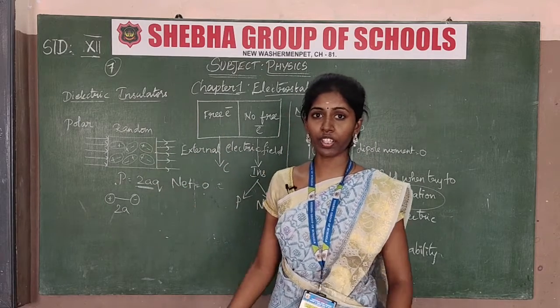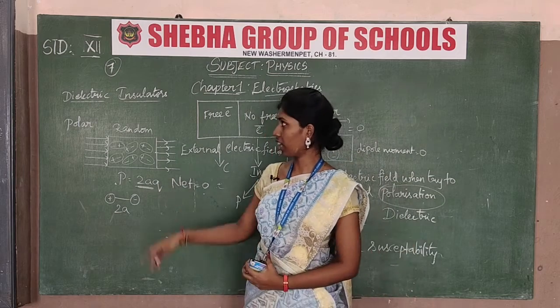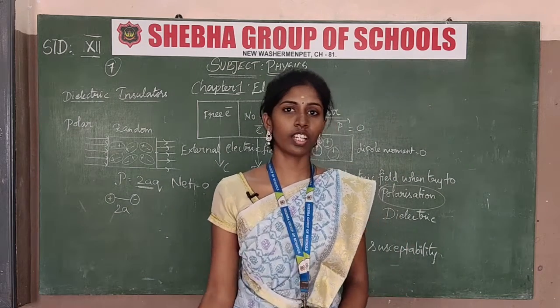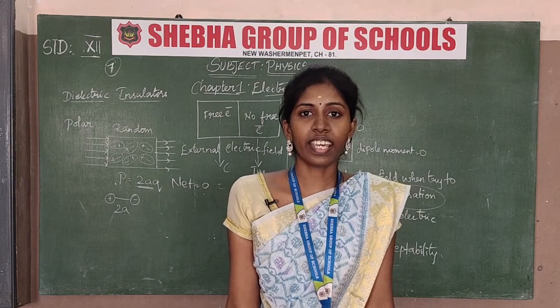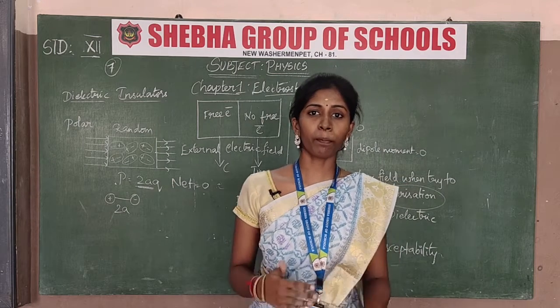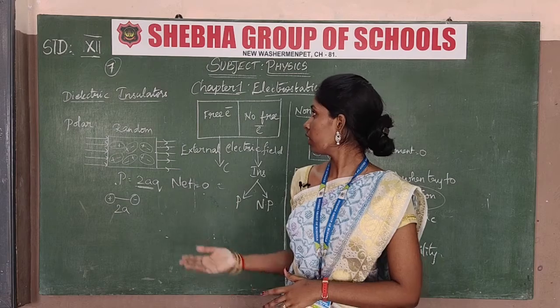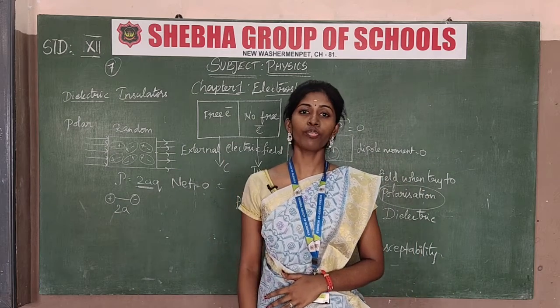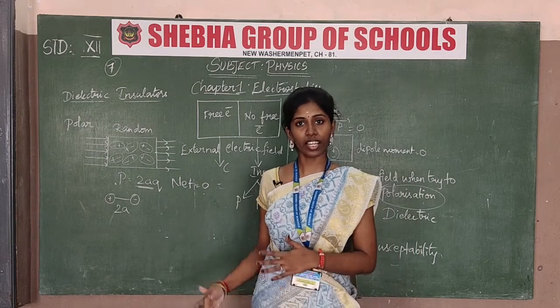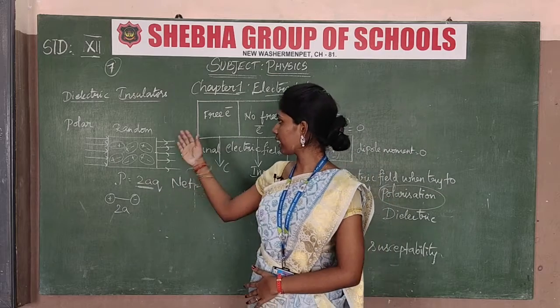Let's start our class 7, the same chapter, electrostatics. Inside this topic we know the dielectric insulator. What does that mean? Dielectric means it is a type of electric field. Insulator means no free electrons will pass through the conductor. So it is a dielectric insulator.